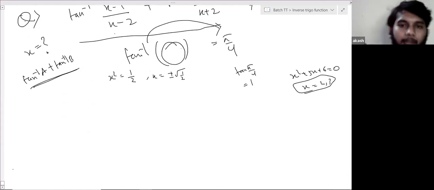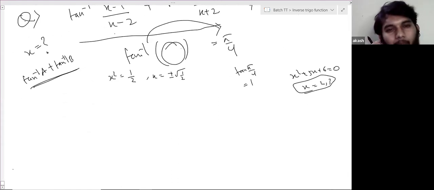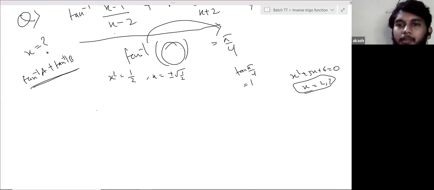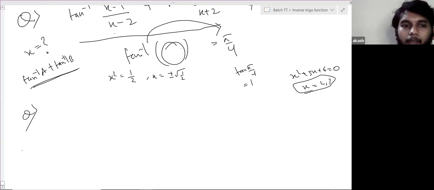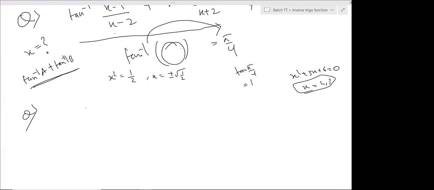See, these are a few questions, not very difficult, but the calculation is very lengthy, right? So these are a few questions they can give you. Next question is tan inverse 2x plus tan inverse 3x equals to pi by 4. Again, solve. That means find the value of x. Very similar question.